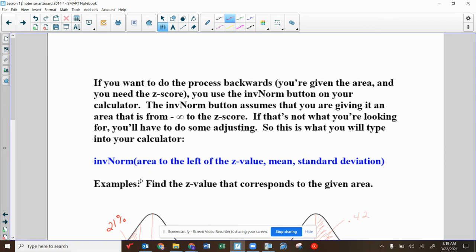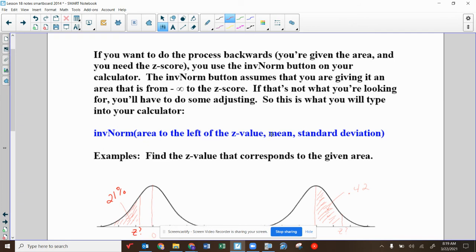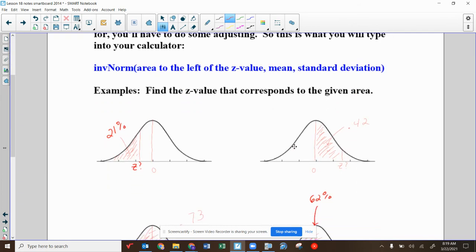So even though the calculator has some capabilities of changing this around, you see more people mess this up. So just to be consistent, what we're always going to do is area to the left of what we're looking for, then the mean and standard deviation. So here's what I mean before I actually do them. If I'm looking for this score right here, and this is 21%, that is 21% to the left. This one I'm going to be able to just type straight into the calculator.